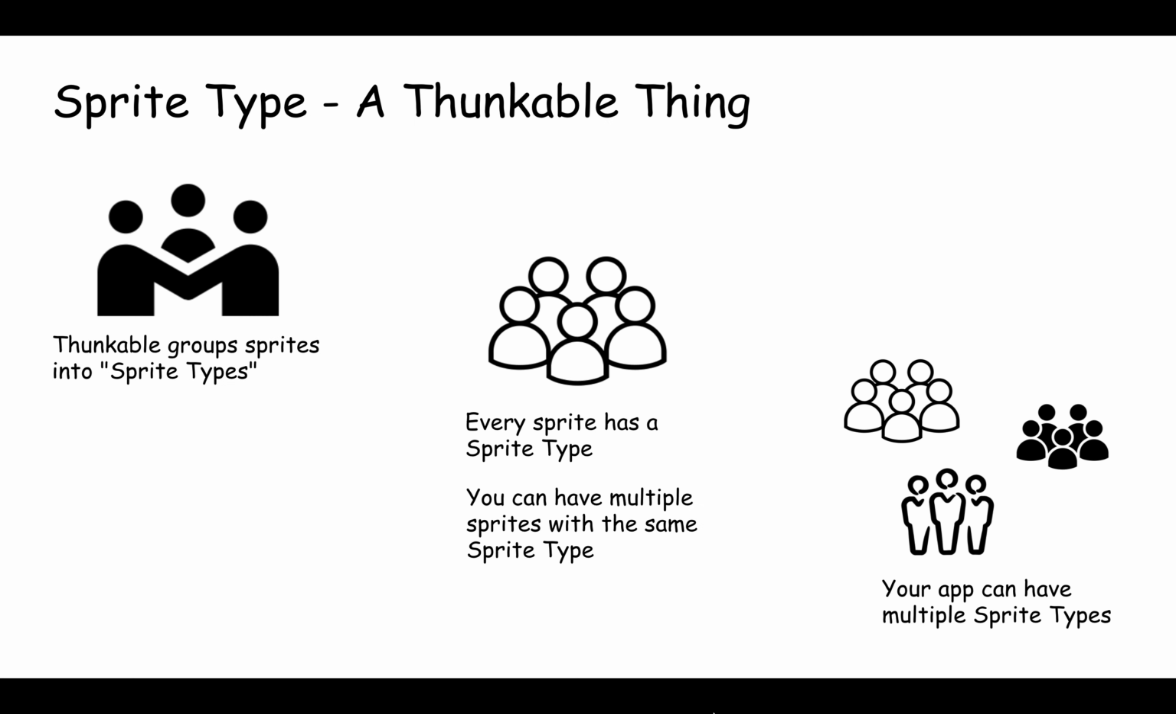A sprite type is a Thunkable concept. Thunkable uses sprite types to group sprites together. Every sprite has a sprite type, and you can have multiple sprites with the same sprite type. You can also have multiple sprite types.